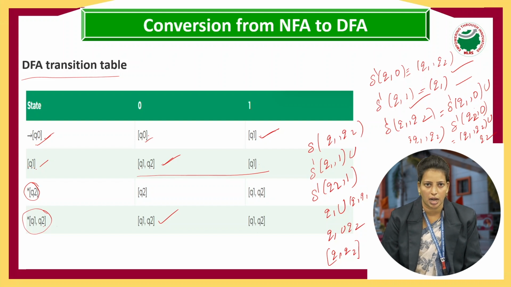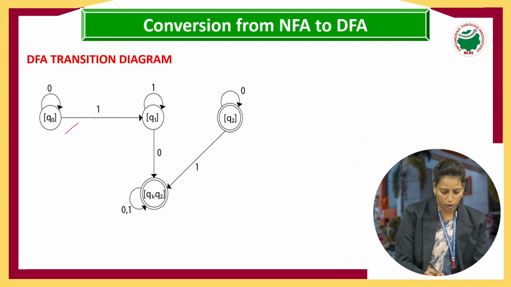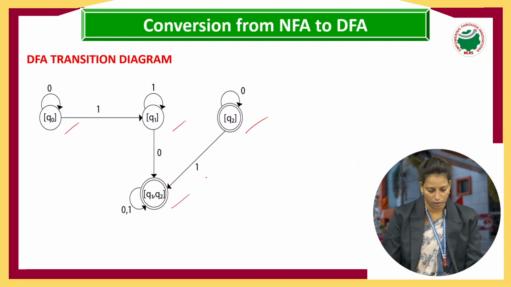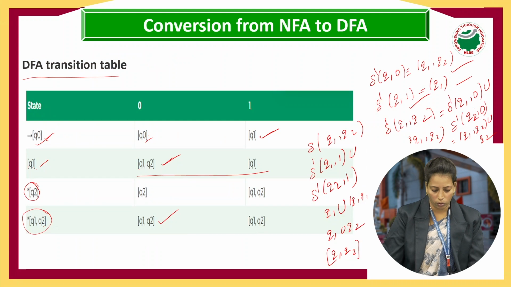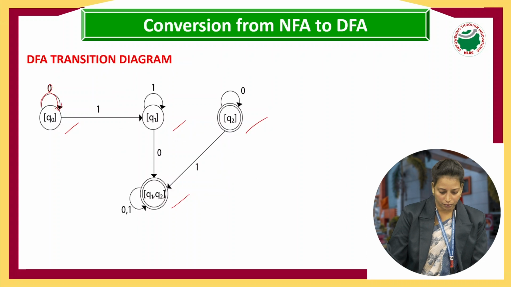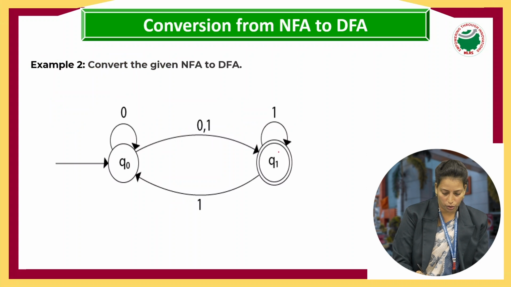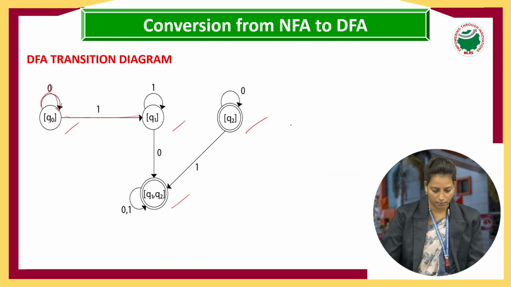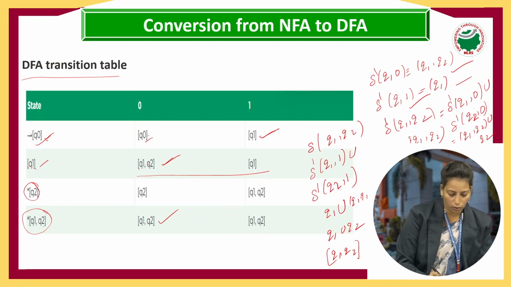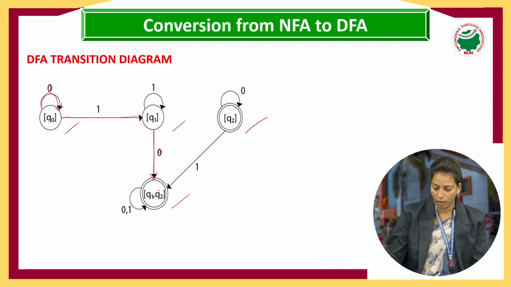Next, convert this transition table into a transition diagram. So total how many states? Q0, Q1, Q2 and Q1 comma Q2. So Q0 of 0, it goes to Q0. Next, Q0 of 1, it goes to Q1, right? Next, Q1 of 0, it goes to Q1 comma Q2.